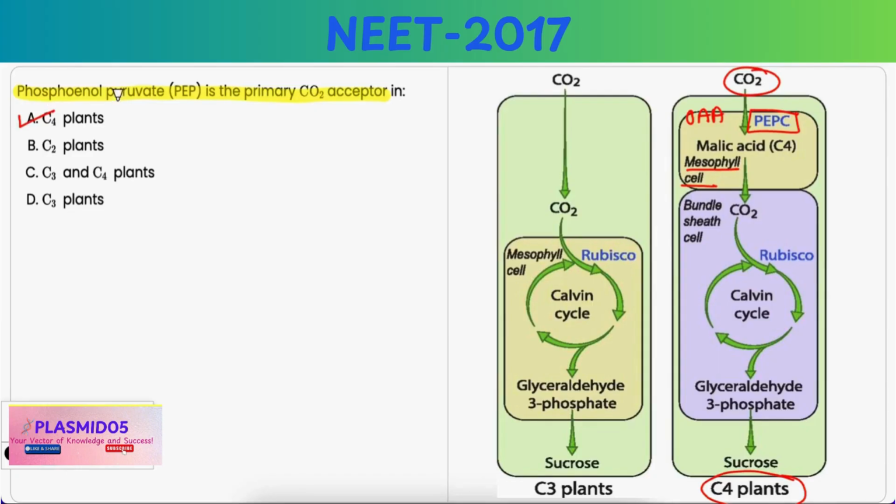Option B, C2 plants. It is incorrect because the term C2 plants refers to plants that undergo photorespiration, where glycolate is the significant intermediate, but PEP is not involved as the primary carbon dioxide acceptor. Option C, C3 and C4 plants. It is also incorrect because in the C3 plants, ribulose 1,5-bisphosphate, that is RuBP, is the primary carbon dioxide acceptor and not PEP. But it is true for C4 plants. Option D, C3 plants. It is also incorrect because, as already stated, RuBP is the primary carbon dioxide acceptor in the Calvin cycle.